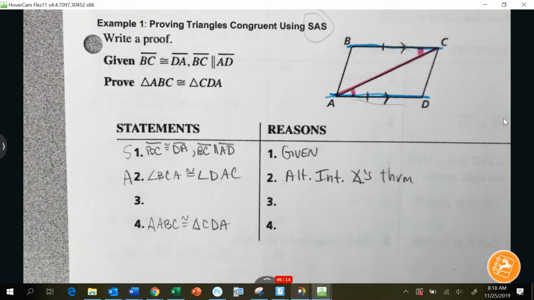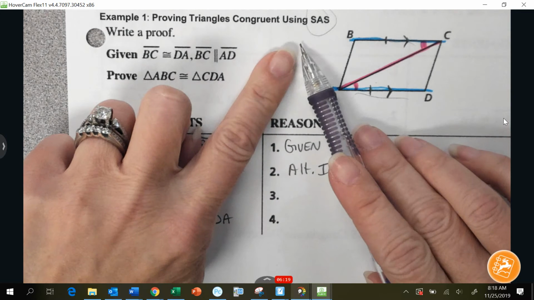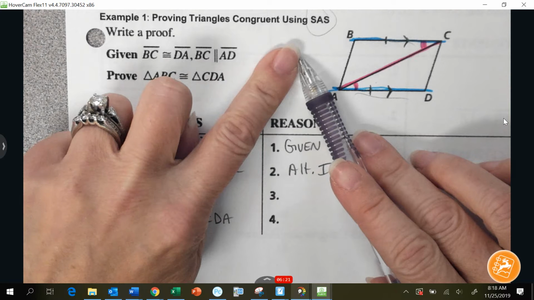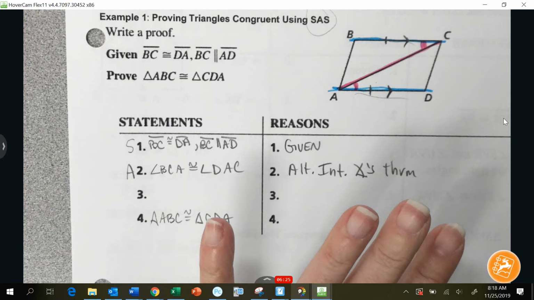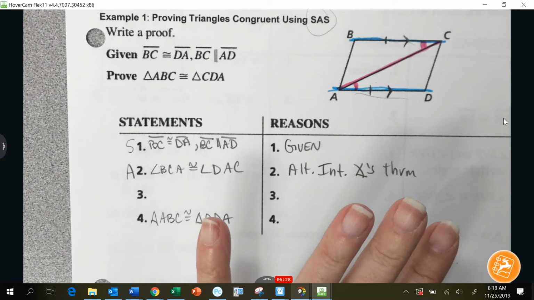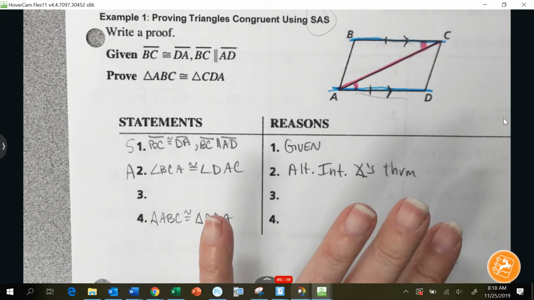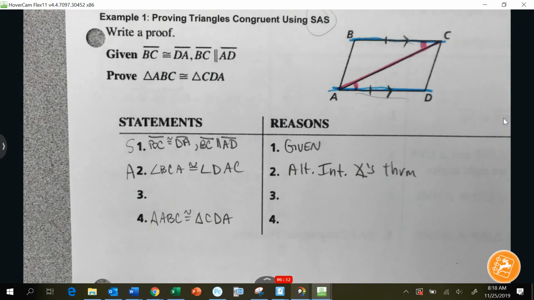We need another side. In order for this to work, the side has to be included, the angle has to be included between the 2 sides. So you should know which side it's got to be. The angle has to be included between the 2 sides. Stephen, do you know what side? No, the angle has to touch the side.